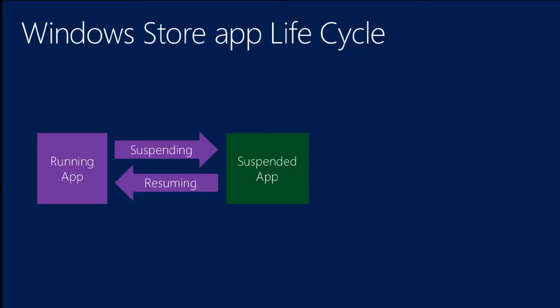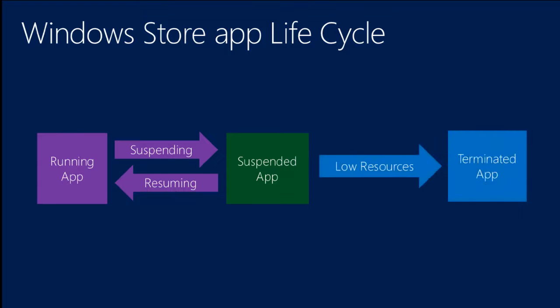When the user returns to the app and your app fires back up, you do get a resuming event. So then you can do any kind of catch up. You can get the latest data or whatever the case might be. There's one more step in this process: if your app is suspended and the system resources are starting to get low, Windows can terminate your app completely.